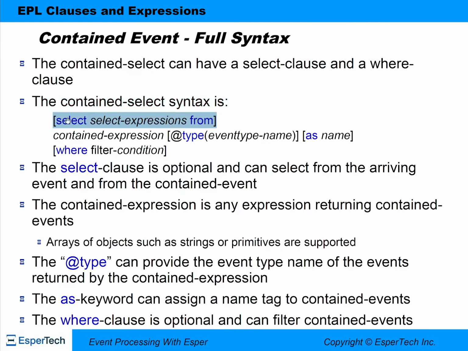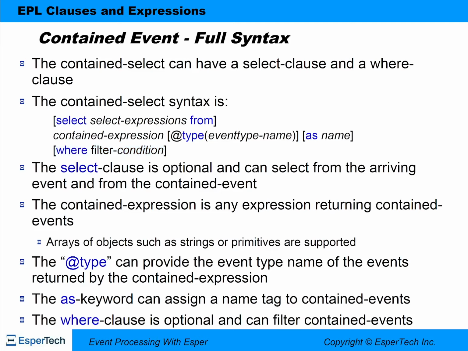Optionally, the select keyword and select expressions and the from keyword. Then, the contained expression returning the contained events. Then, optionally, the type annotation that provides an event type name. Then, optionally, the as keyword and the name. Then, optionally, the where keyword and a filter condition expression.